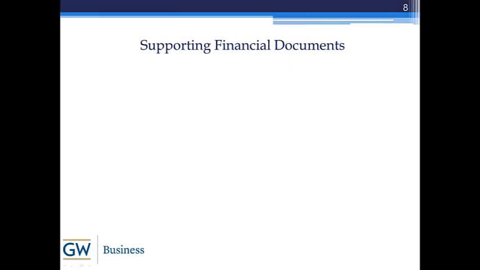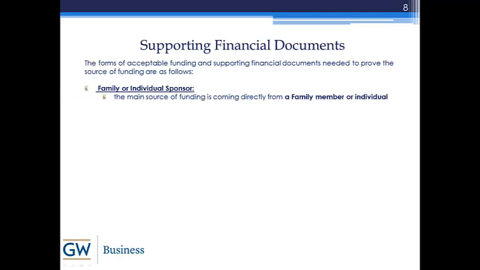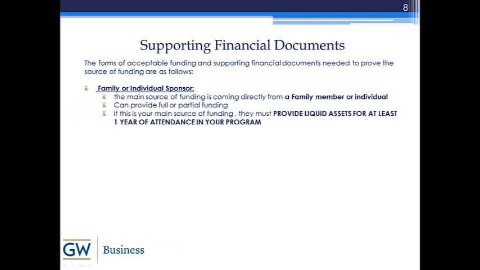The next form of funding is a family or individual sponsor. This form of funding is a family member or individual that will provide funding for your attendance at GWSB. Whether a family member or an individual is sponsoring you for the entire cost of your attendance or only partially, they must provide proof they can support your cost of attendance at the School of Business. If this is your main source of funding, your sponsor must provide a bank statement that shows the cost of attendance in liquid assets for at least 1 year.